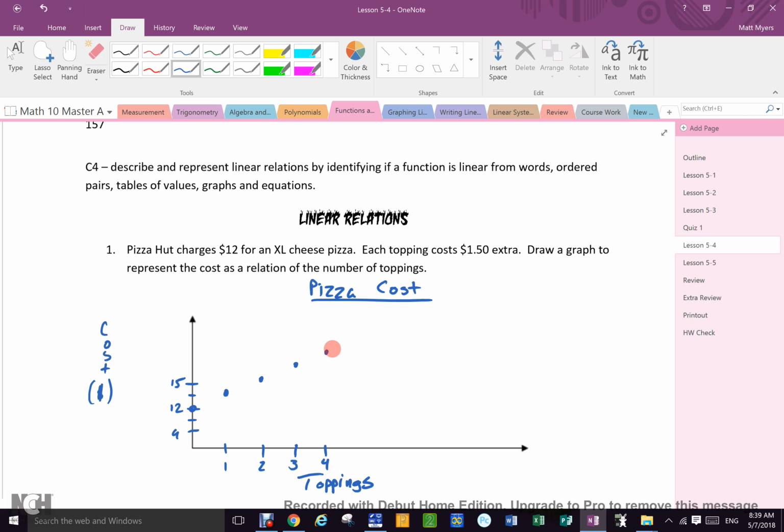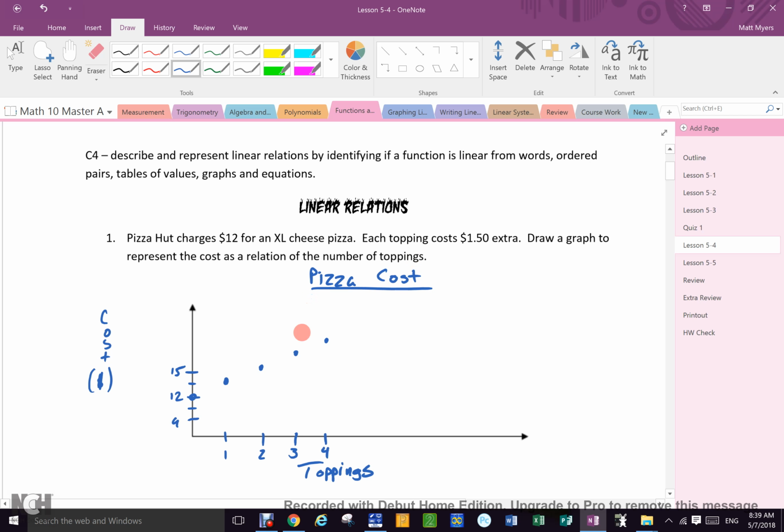Next question. Does this line exist? Of course not. Why? You cannot put on half a topping. You can put topping on half the pizza, but they still charge you for it. Everybody good? Every single one of you should have been able to graph that properly by now.